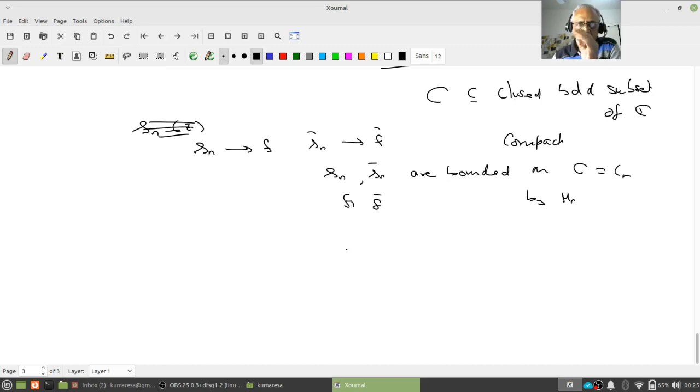Any convergent sequence is bounded. Therefore, since Sn converges to f uniformly, f is bounded, it follows that the Sn are also bounded. The next thing is very crucial.